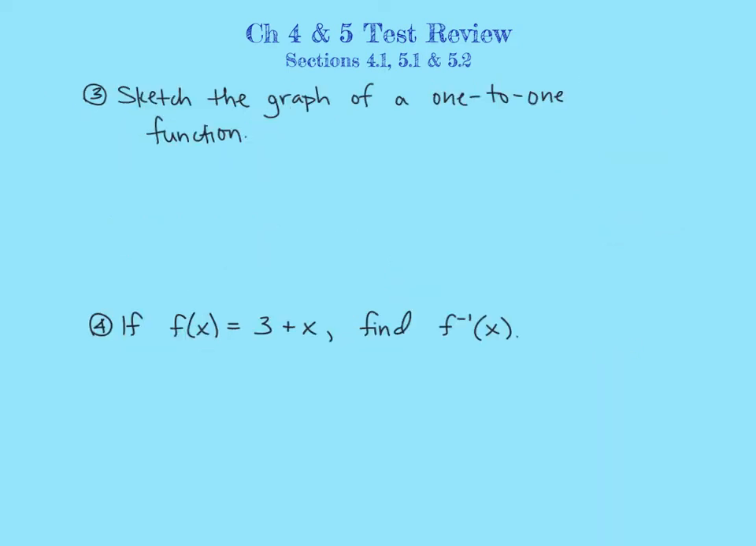In number 3, we want to sketch the graph of a function that is 1-to-1. In order for a function to be 1-to-1, it needs to pass not only the vertical line test, ensuring that it's actually a function, but also the horizontal line test to ensure that its inverse is also a function. So the sketch of a 1-to-1 function can be simple. It can just be linear, like that. That clearly passes both vertical and horizontal line tests.